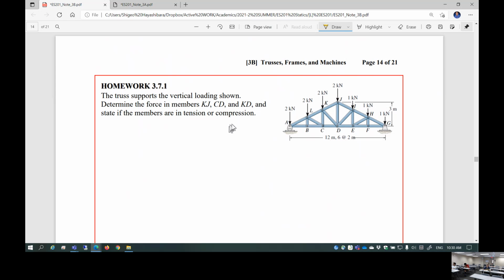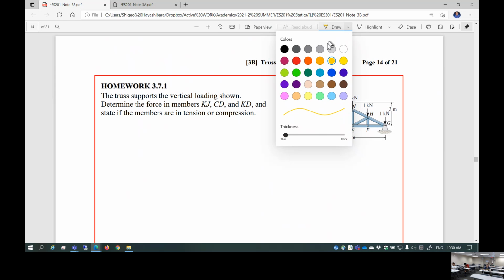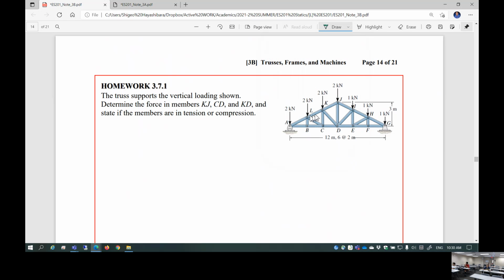But what do you do for this problem? Since you're going to do a method of sections, where do you cut? You cut a straight line from KJ down to CD. KJ is here, right? KJ is here. CD is here. And KD. Oh yeah, you're going to go through this kind of cut.